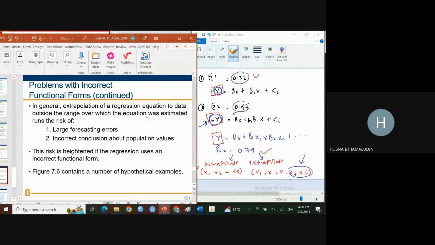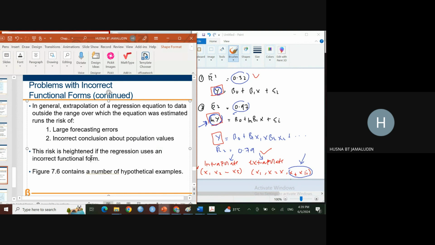So they are saying that if you do the extrapolation, you estimate the value outside your range, you're going to have a large forecasting error, because we are doing the forecasting. So the error will be large, and you're going to have an incorrect conclusion about the population characteristic or value, because you are taking a value outside your range. This risk is heightened, meaning it's even worse, if the regression uses an incorrect functional form.